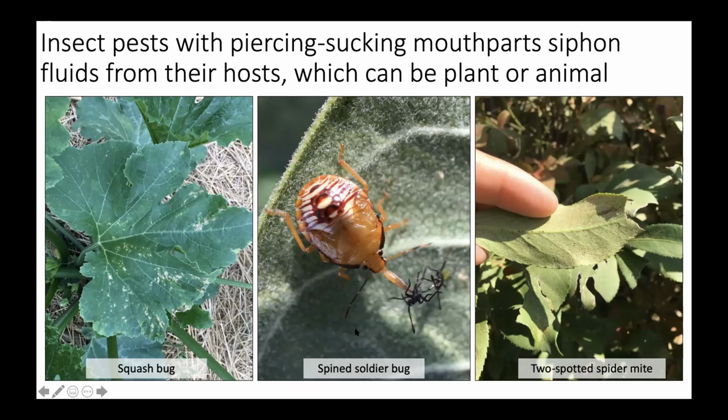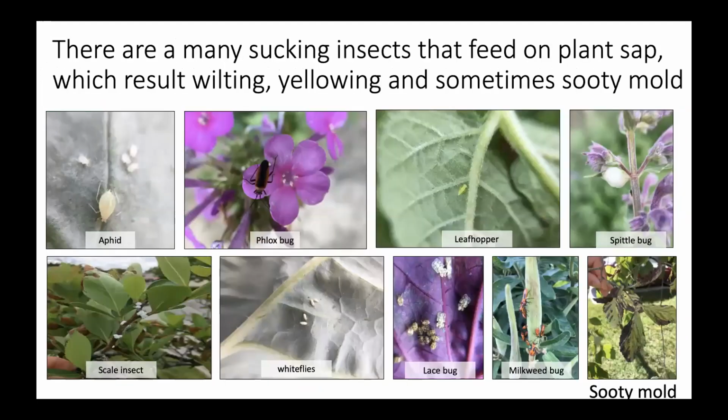This one I added in because you may see damage, but this is actually a predatory stink bug. It's one of the good guys, and I thought it was pretty neat. This was a spined soldier bug, which is a type of stink bug, feeding on the nymphs of squash bugs. Bug versus bug.